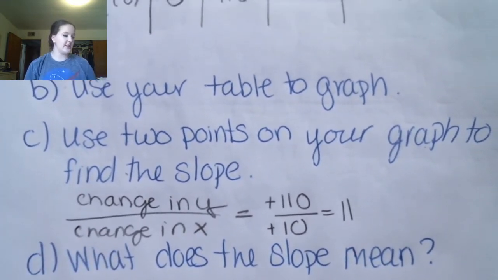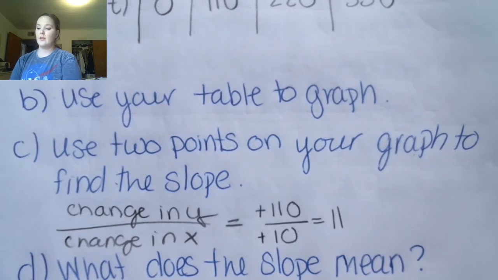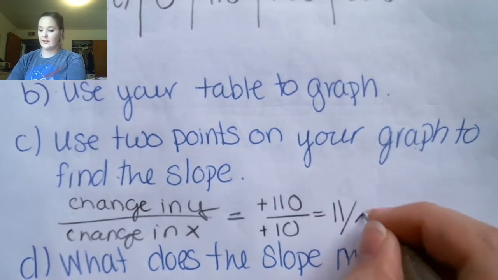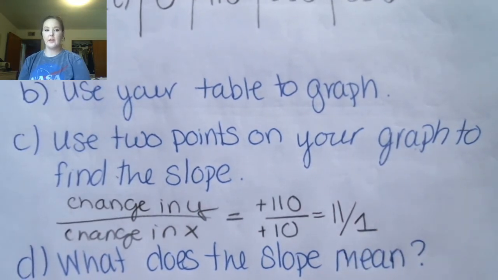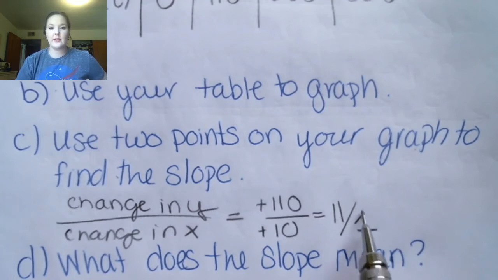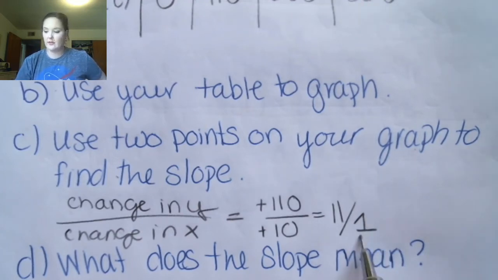Now let's ask this question about this word problem. What does the slope mean? Remember the y value, the vertical value, is her pay. This is like 11 over 1. And the x value is really a t value. It's really the time that she's worked. So this says her pay is $11 for every 1 hour.